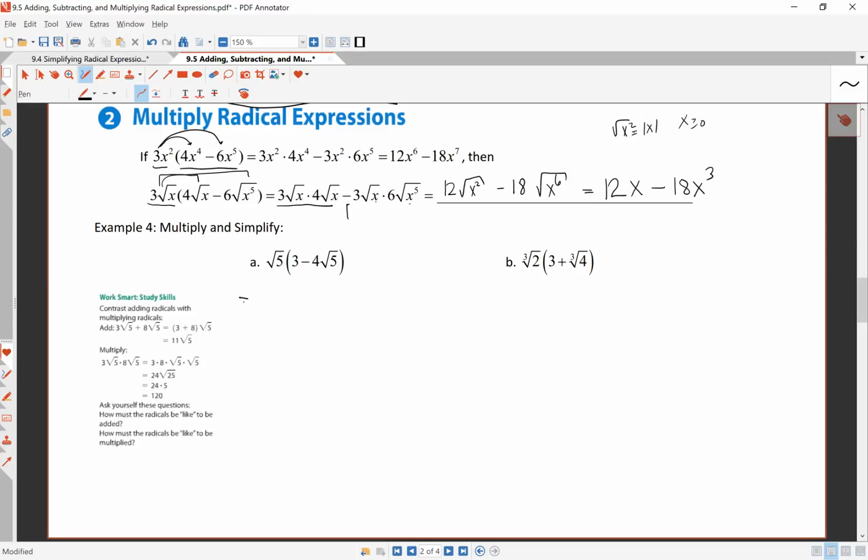So we use all the properties from algebra. Square root 5 times 3 is 3 times the square root of 5. And square root 5 times 4 square root of 5, we get to put those 5s underneath the same radical and get square root of 25. Square root of 25 is 5, and that gives us minus 20. So we have 3 square root of 5 minus 20.